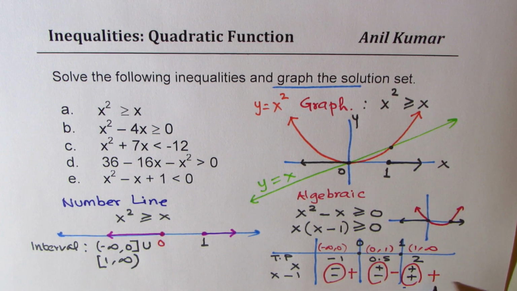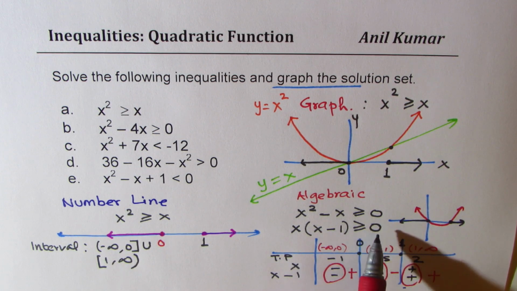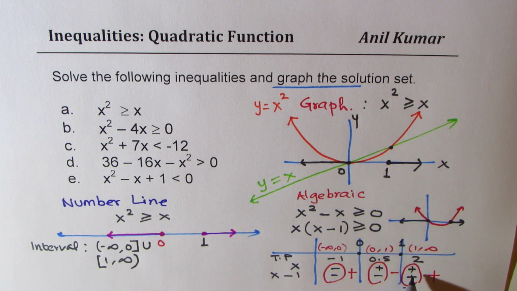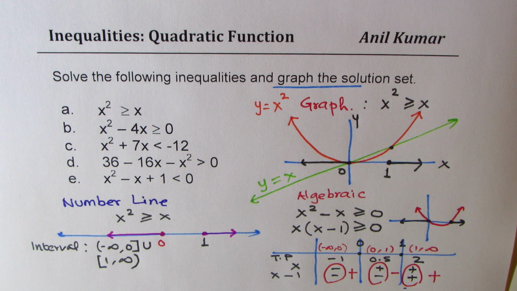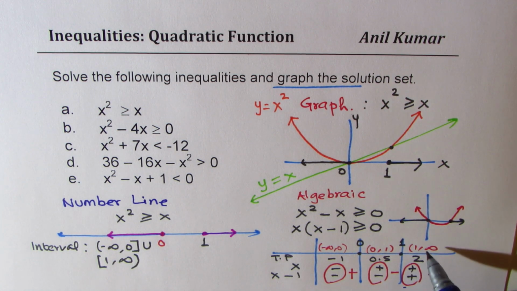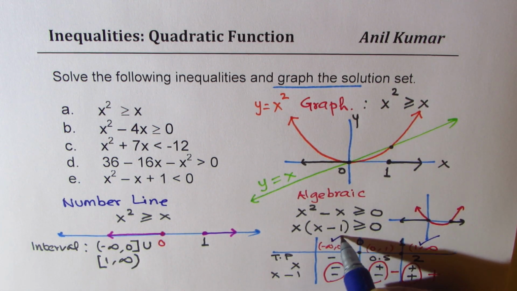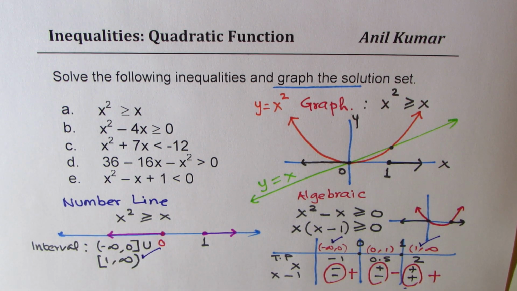So the intervals where this function is greater than or equal to 0 are these two intervals. So they become the part of the solution, right? So the solution here is these two intervals as mentioned here. Does it make sense to you? So what we have done is shown you different ways of solving the quadratic inequalities.